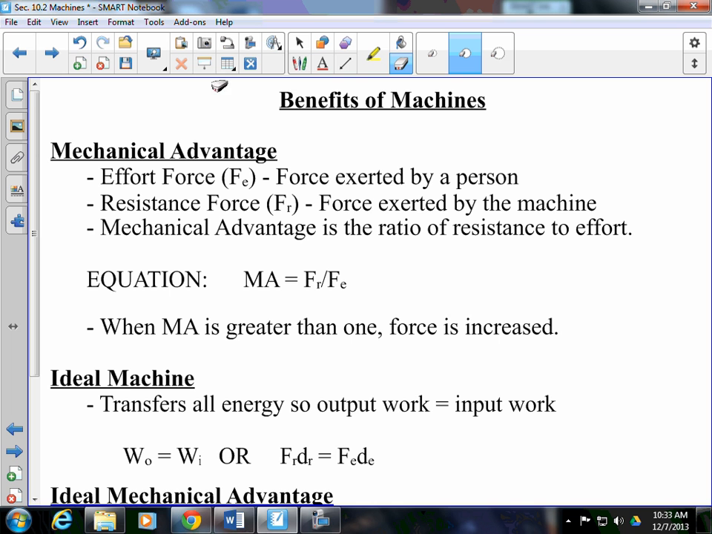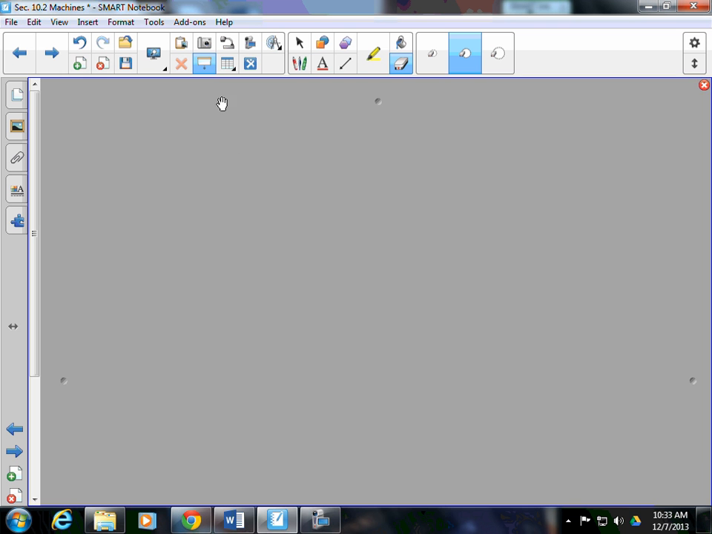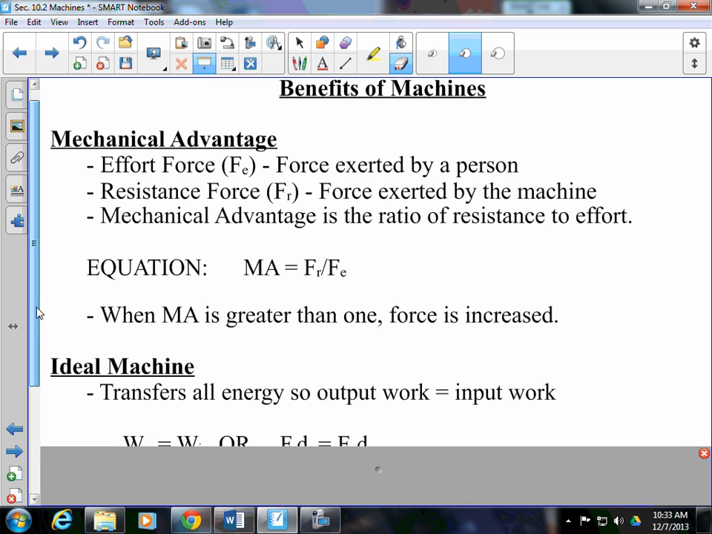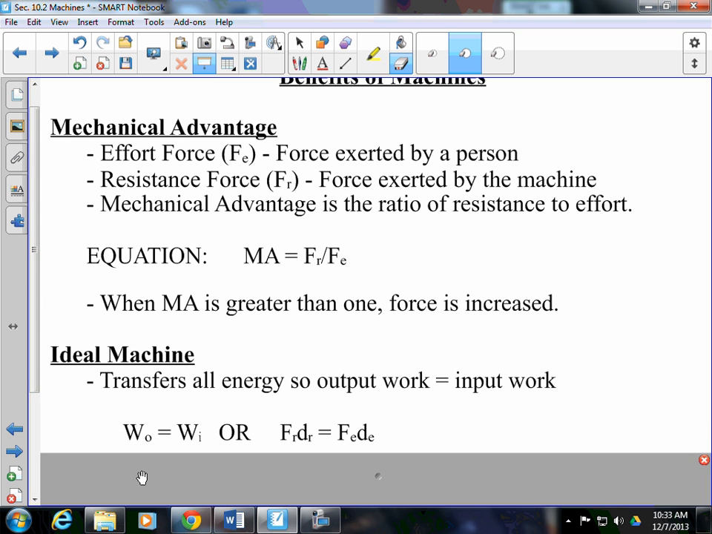When we talk about machines, we have to talk about 2 things. We have to talk about mechanical advantage and ideal mechanical advantage. And what is mechanical advantage? Mechanical advantage is really how much advantage that machine is giving us. So when we calculate mechanical advantage, the equation is mechanical advantage is equal to Fr divided by Fe.